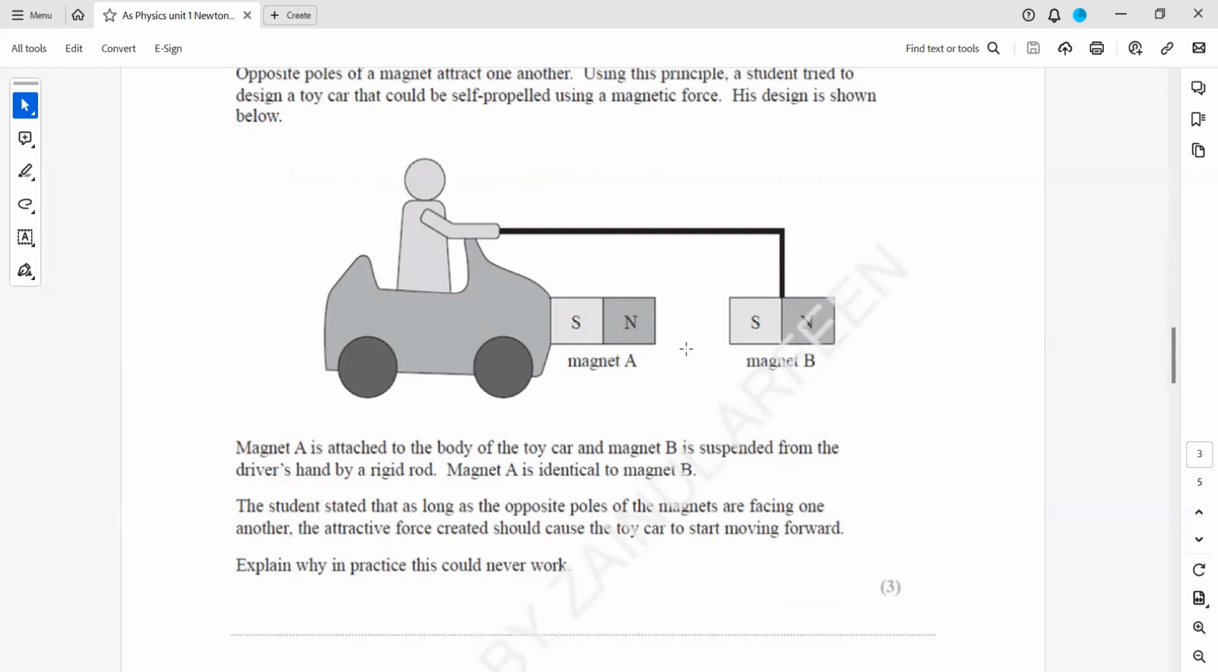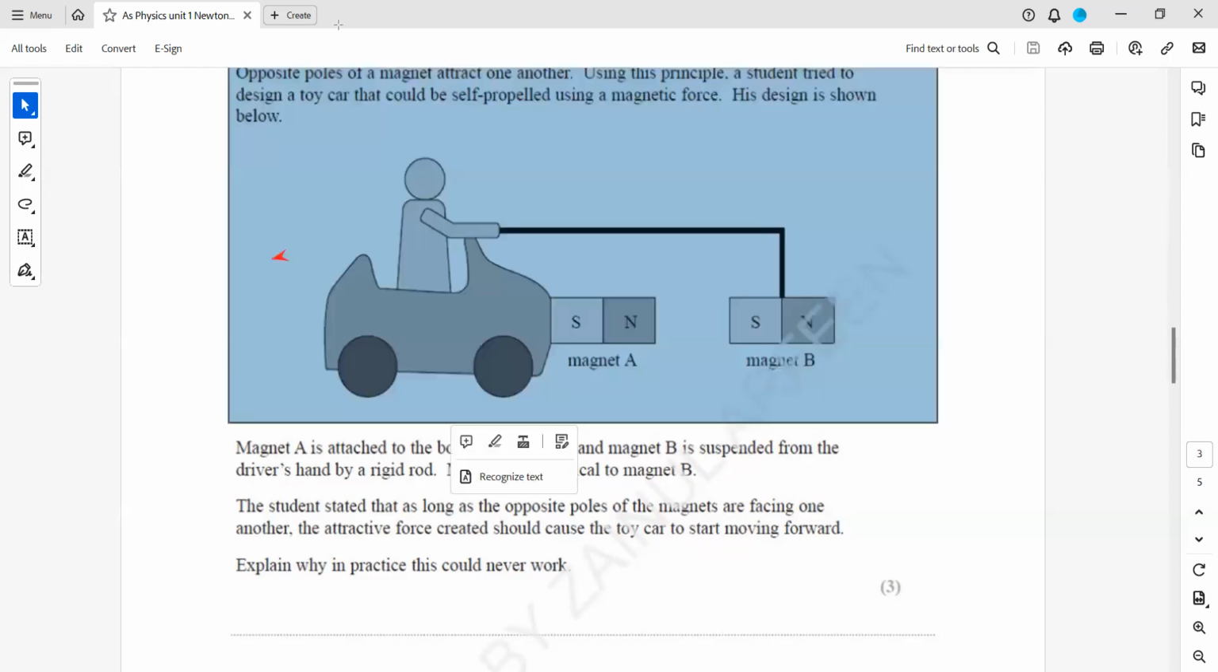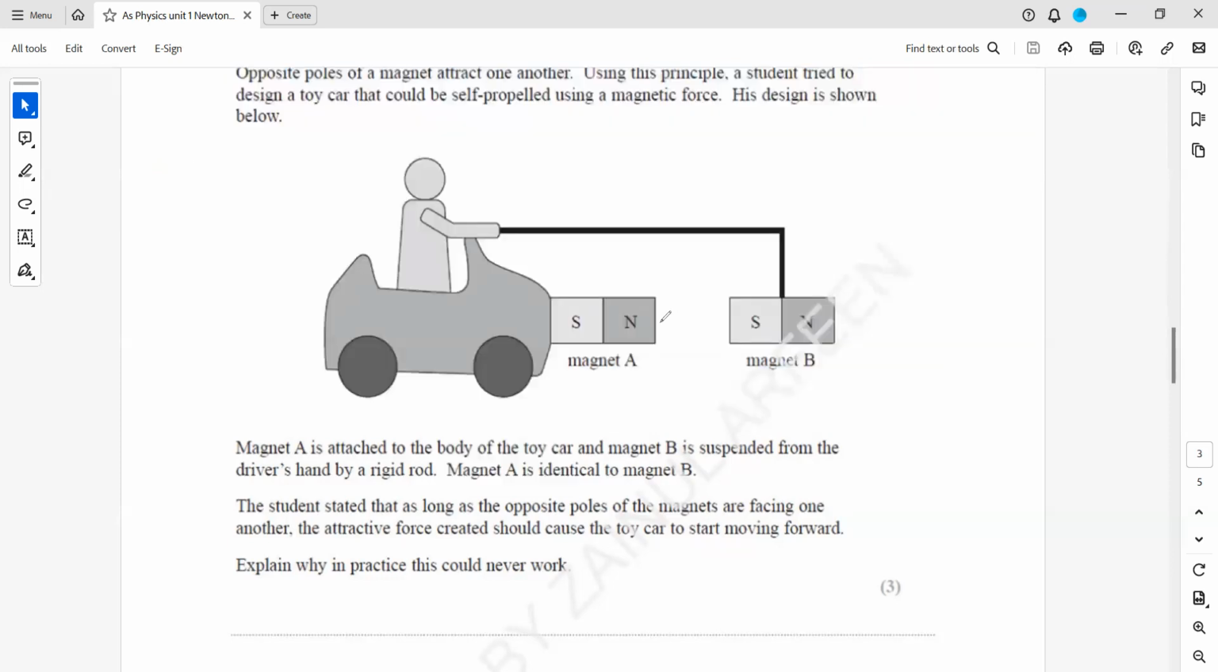The student stated that as long as the opposite poles of the magnets are facing one another, the attractive force created should cause the toy car to move. Explain why in practice this could never work. So why will it not work? First thing, when we talk about Newton pair forces, so this magnet A is pulling magnet B.